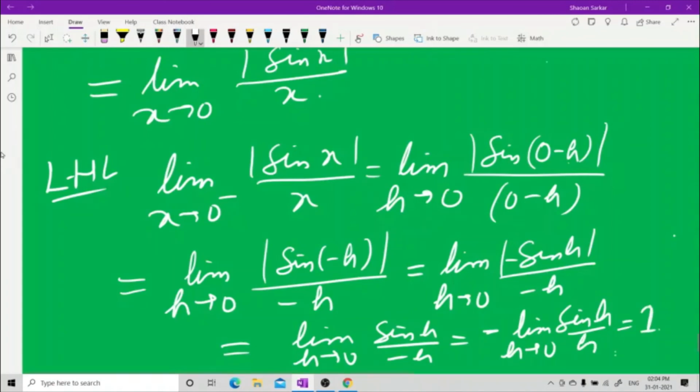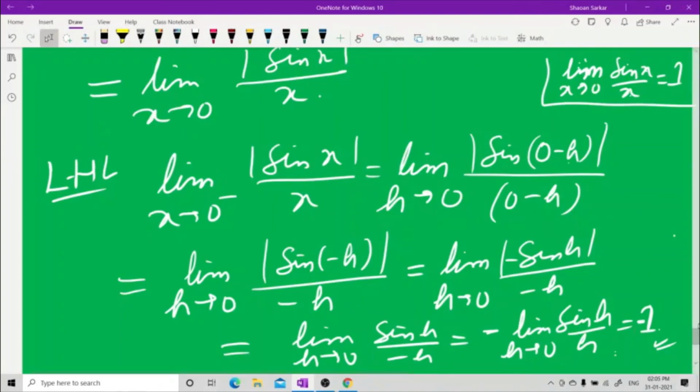Later on, I'll tell you. Right now, you take this definition. Later on, this is a formula also: limit x tending to 0, sin x upon x equal to 1. Here it is h and h, so it is 1. Fine. So minus 1, sorry. This is minus 1. Now, let us find the right hand limit.